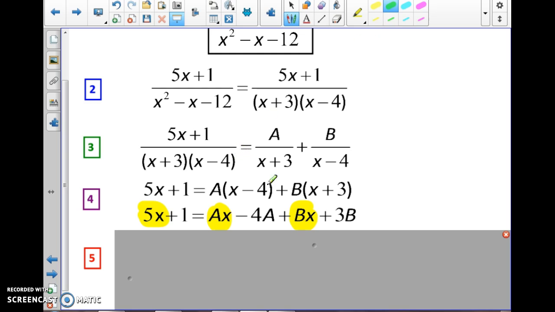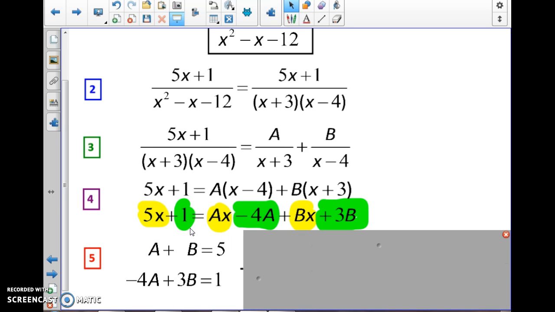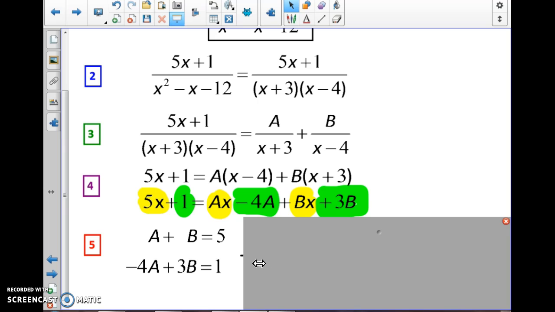And the same is true for these constant terms. So I have a 1 on the left, I have this negative 4a on the right, it's a constant, and a positive 3b also on the right, and it's a constant. So I'm going to take this information and write it as a system of equations. The system of equations that I create has the a in front of the x, the b in front of the x, and the 5 in front of the x. So a plus b equals 5. Then I'm taking the negative 4a constant, the positive 3b constant, and that equals the constant of 1.